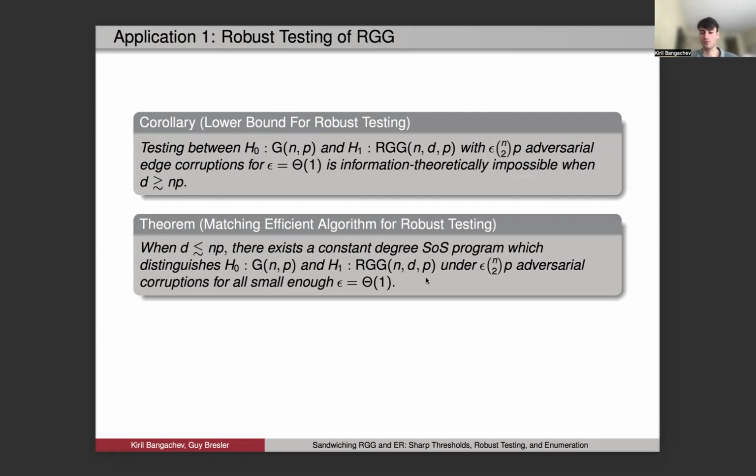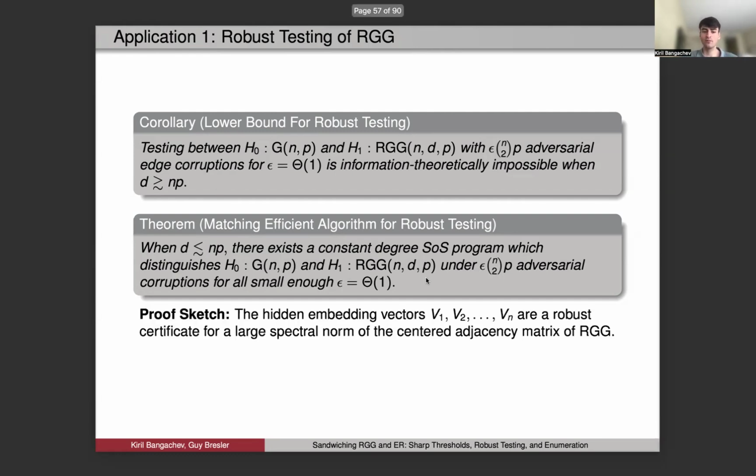So what is the main idea of the proof? I'm not writing out the SOS program, but the idea is that the hidden embedding vectors are a robust certificate for a large spectral norm of the centered adjacency matrix of the random geometric graphs. So if you write down a SOS program, which is a certificate of the spectral norm, we'll be able to certify very different things for random geometric graphs and Erdos-Renyi. And we know that this essentially fully resolves the testing question with corruptions, constant times n choose 2 times p corruptions, but testing without corruptions is not fully resolved, right? This is the white region with which I began.